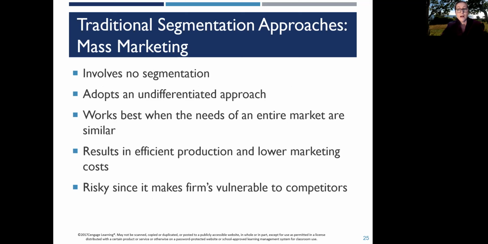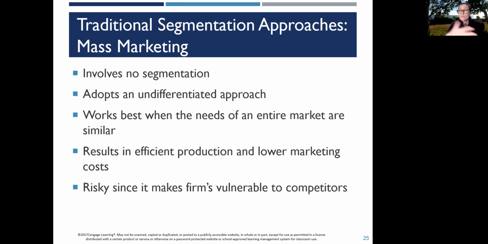So traditional marketing is known as mass marketing, and this involves no segmentation. So mass marketing is about an undifferentiated approach, right? It doesn't matter what the consumer market is. We, the marketers, are going to use the same approach for everybody. Okay, so it's like a shotgun approach. Just splatter it out there and see what sticks. So this mass marketing approach works best when the needs of the entire market are similar. When does that happen? I don't know. Results in efficient production and lower marketing costs.